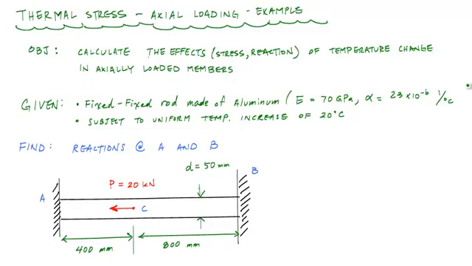And this rod, a circular rod with a diameter of 50 millimeters, is subject to a uniform temperature increase of 20 degrees C, in addition to an externally applied load of 20 kilonewtons at point C. Segment AC is 400 millimeters long, and segment BC or CB is 800 millimeters long. And what we want to do is find the reactions at the support.